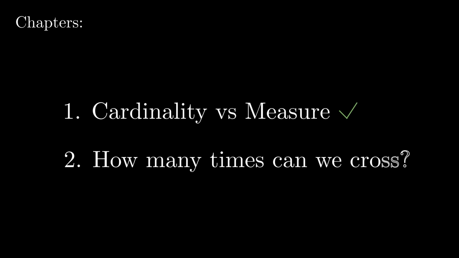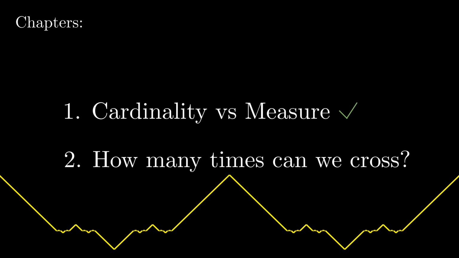Hopefully by now, our theme of showing how unreliable intuition could be has made itself clear. But beyond these examples, the Cantor set holds even more surprises. In the next one, we'll use it to construct a function that sounds impossible to exist.